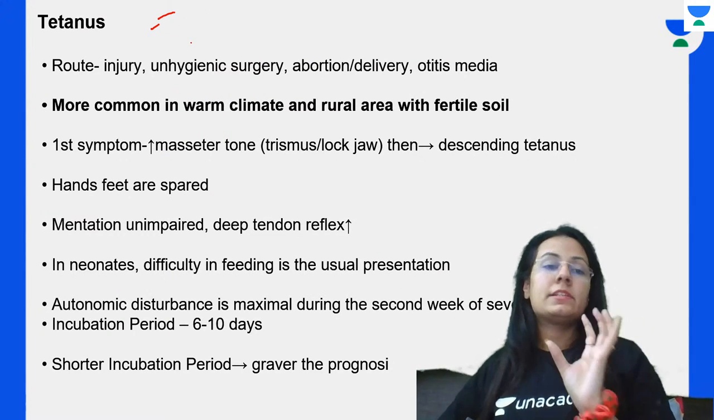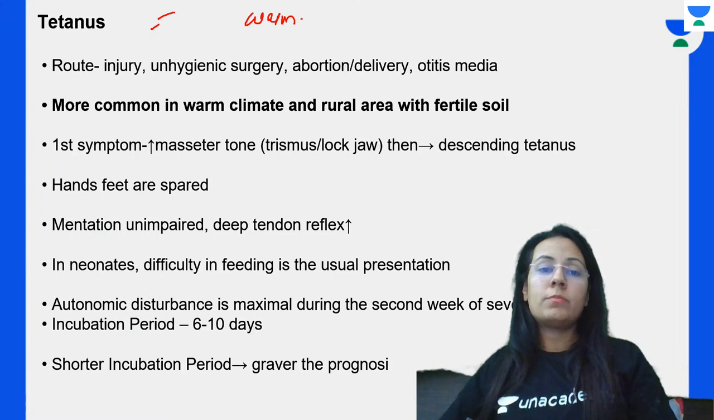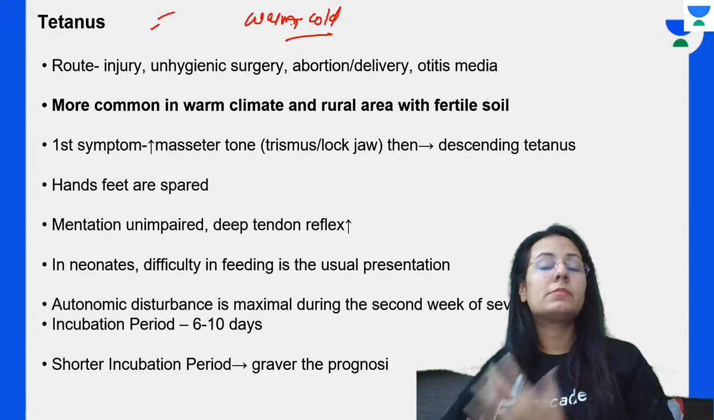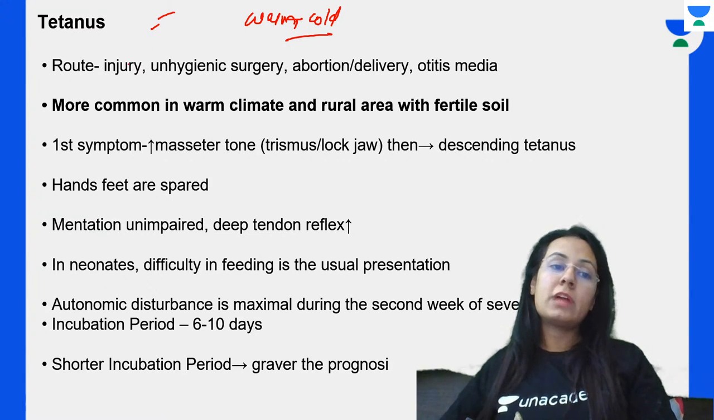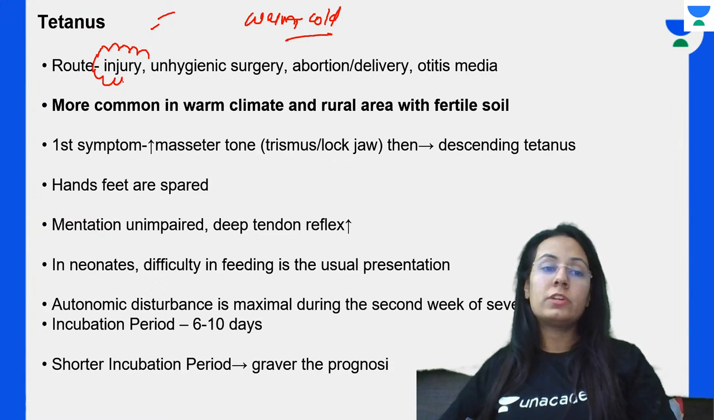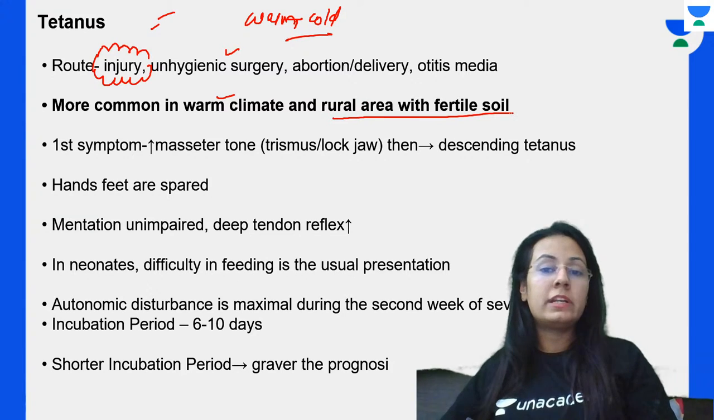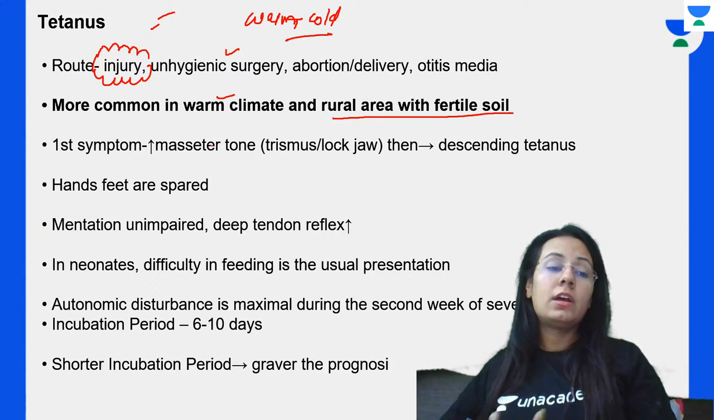Tetanus is mainly caused where? In the warm and the cold climate, humid and moist climate, which is favorable for the growth of Clostridium. And the route of injury is what? Injury or unhygienic surgery or abortion or delivery. More common in warm and rural areas with fertile soil.